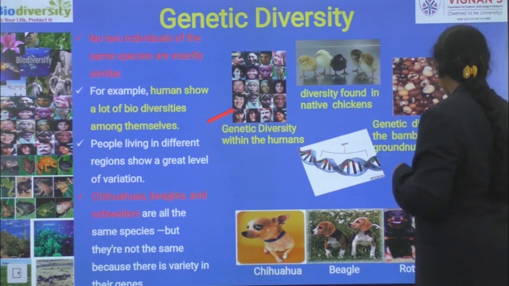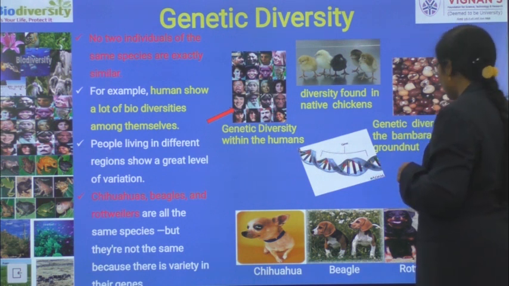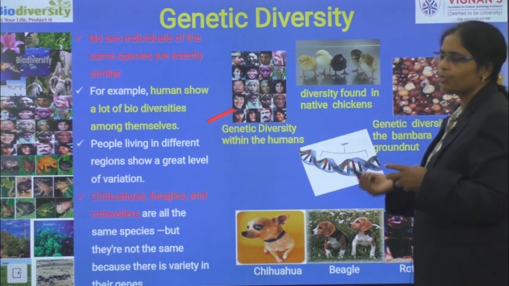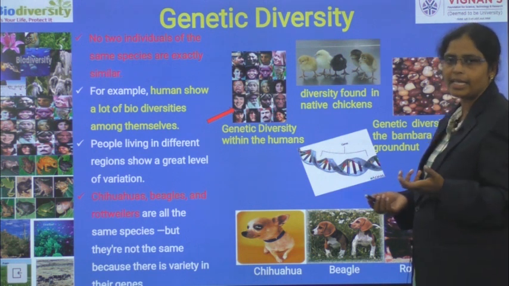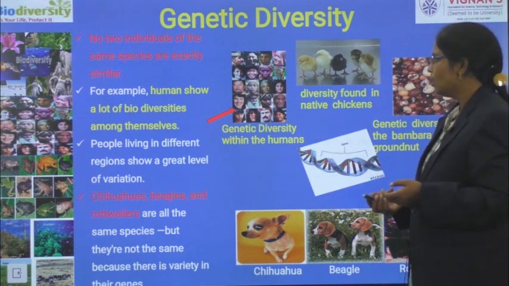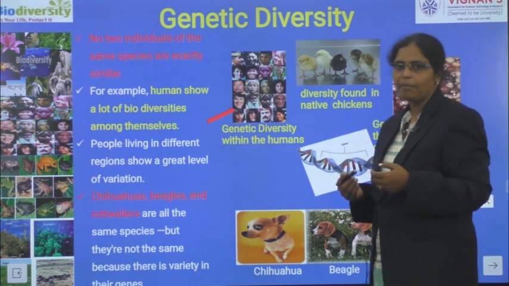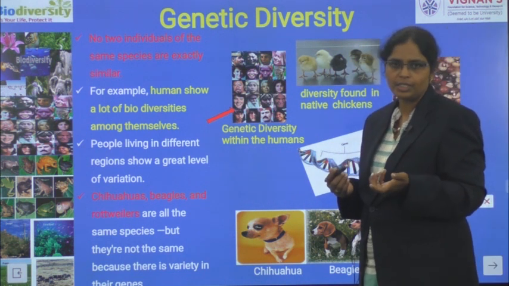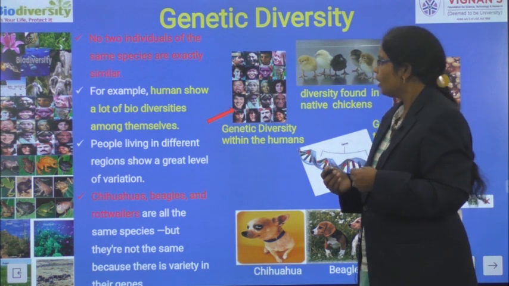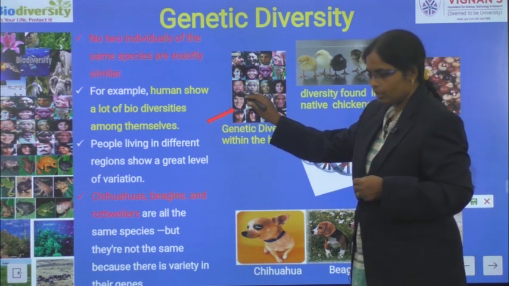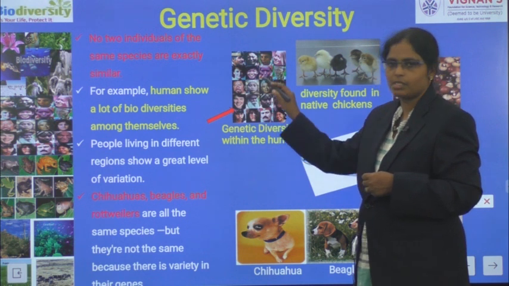Next, here are some more examples we can see. No two individuals of the same species are exactly similar. In our own family also, we can see variations in the children. Here you can see the variety of humans.